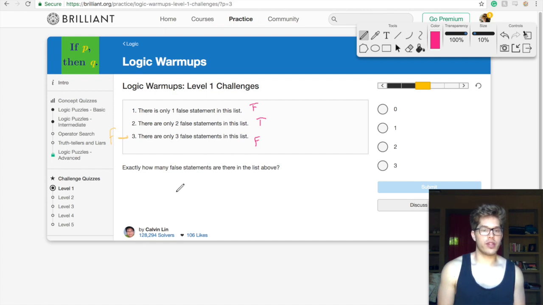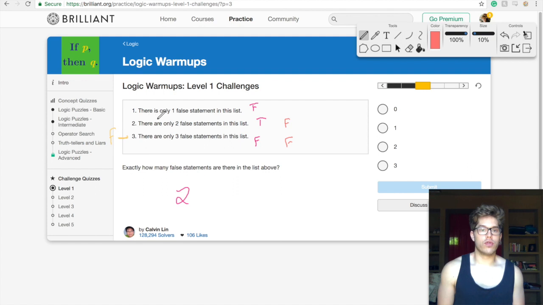Okay, I'm thinking 2 right now. Now, I don't want to immediately check that answer. I want to think about, well, what if statement 2, we took it as true? What if we took it as false? We already know statement 3 is false. What if we say statement 2 is false?